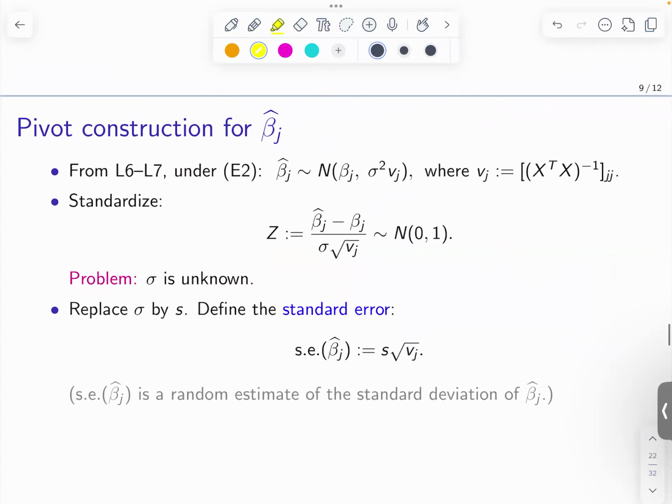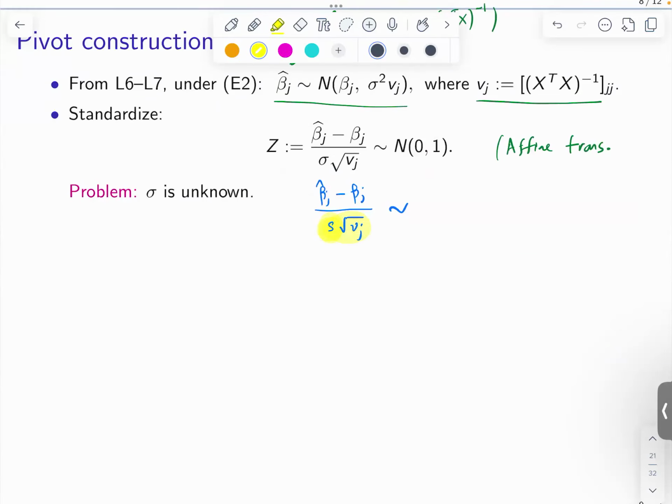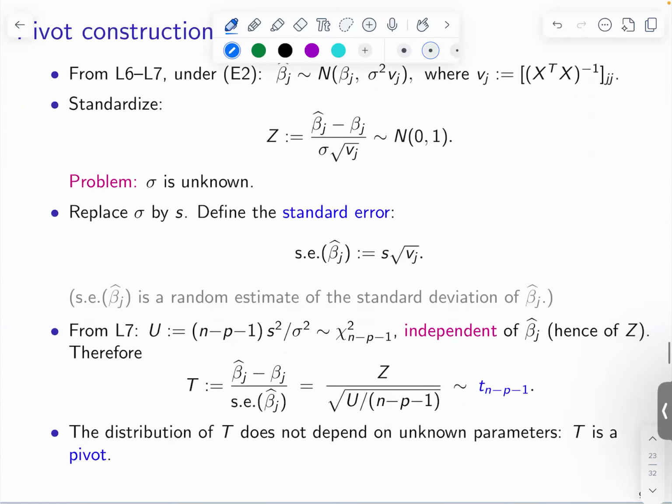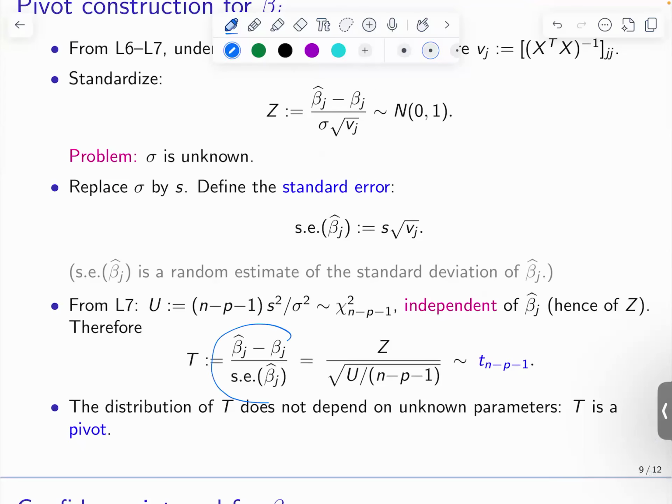And so this thing is often called, as you probably know, the standard error of beta hat j, which is really just an estimate of the standard deviation. So this would be the standard deviation of beta hat j. Standard error is just an estimate, a plug-in estimate. Okay, so our test statistic is really this: beta hat j minus beta j, divided by the standard error of beta hat j.